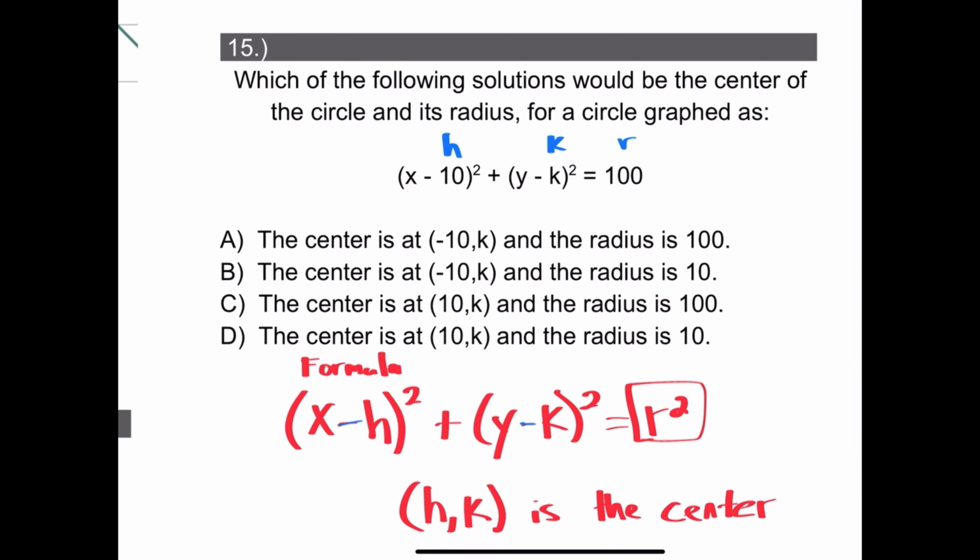So looking at the equation they have given there, we notice because of the negatives, H is actually positive 10. So it could be C or D here. The K is there as well. And because of the R squared, we actually want a radius of 10, because 10 squared is 100. So my answer for that one is D, and we're done.